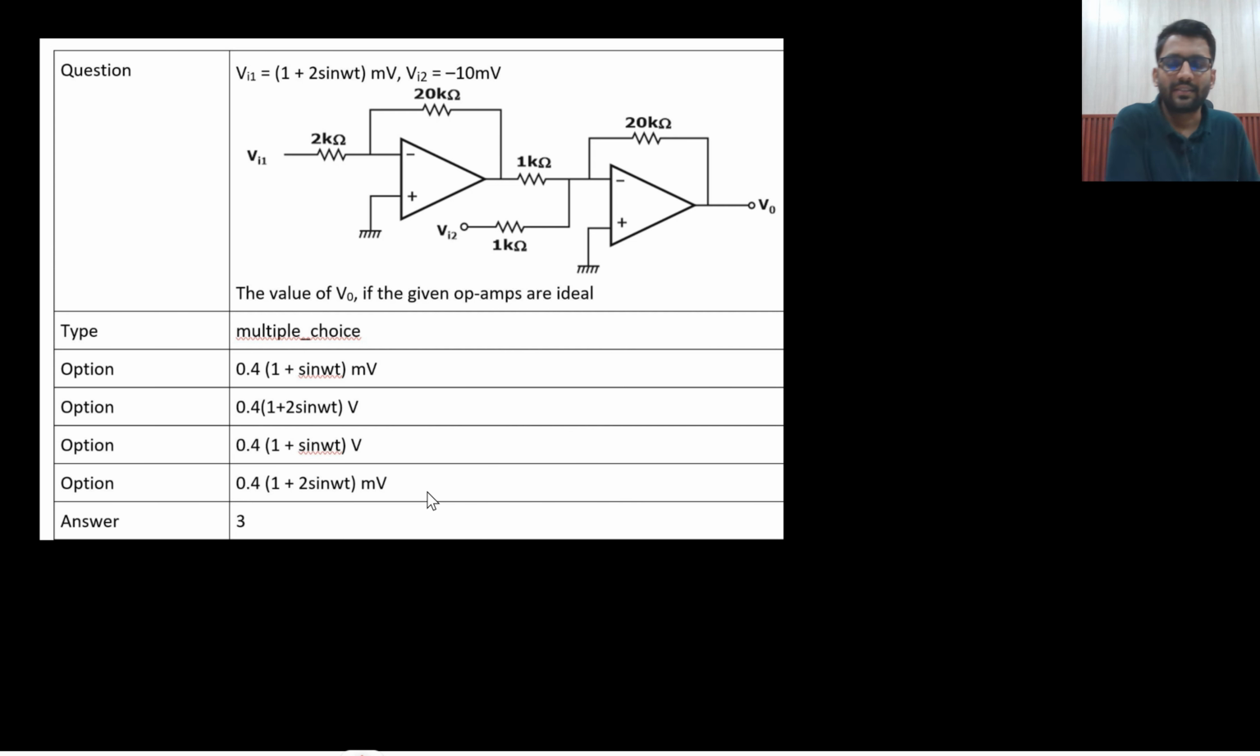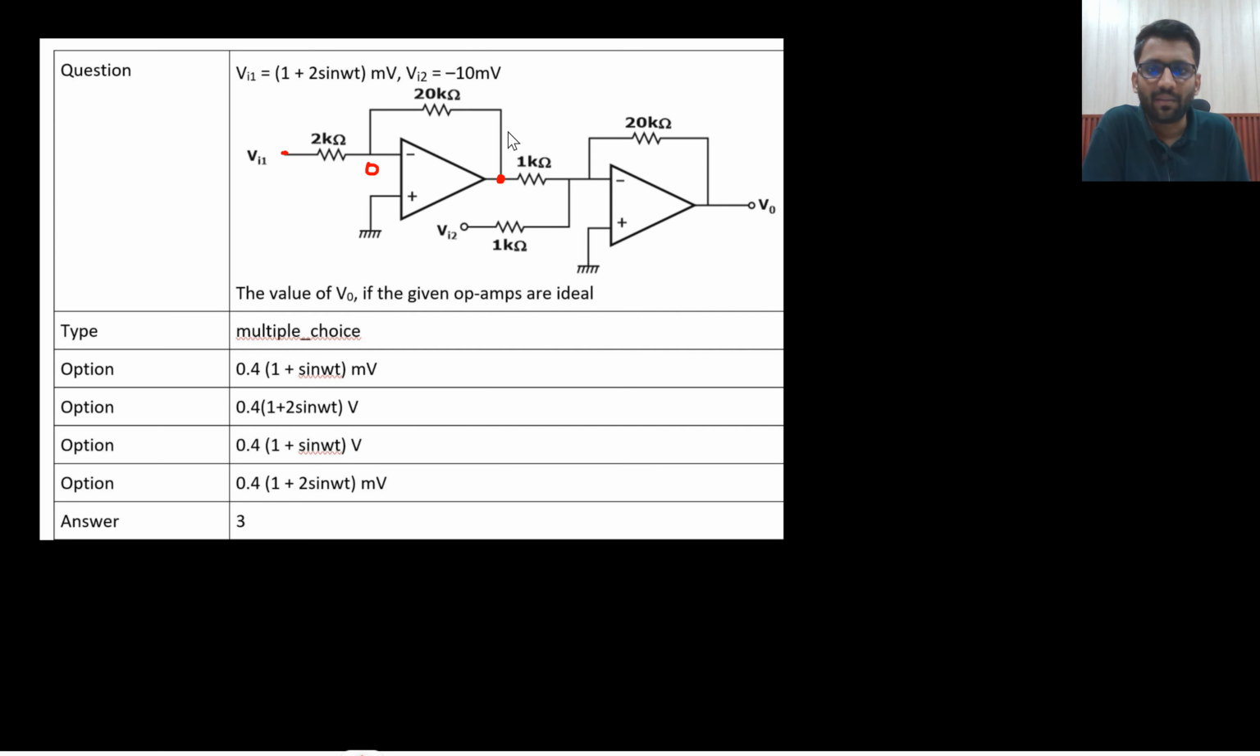Well, let's see the solution of this one. Here you need to find the output voltage. Again you need to find the output voltage. Here V in 1 expression is a little bit complex. So I will put V in 1 as V in 1 only. So if this is 0, this is 0, this will also be 0. What would be this potential?